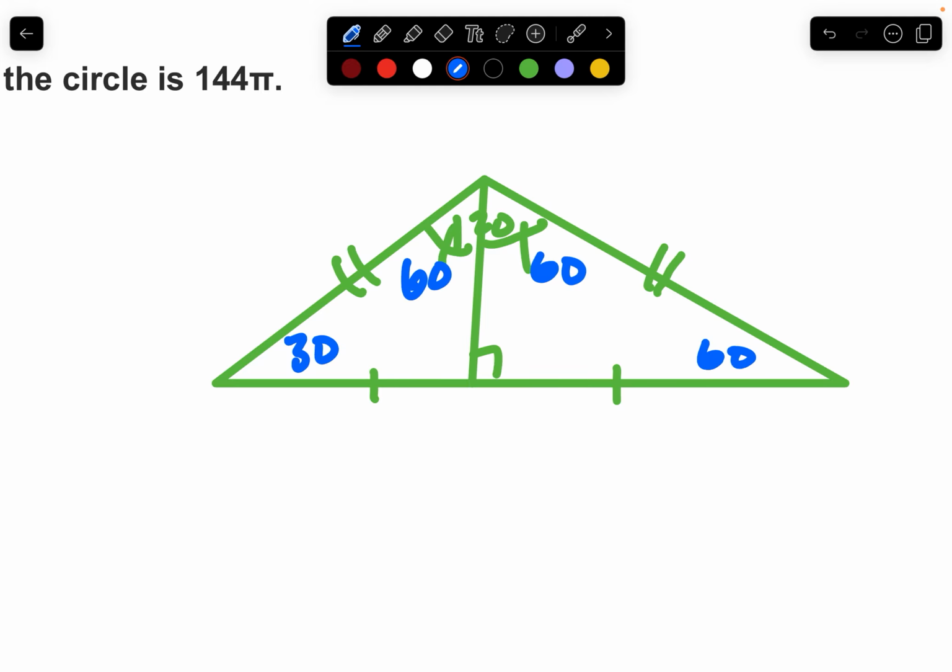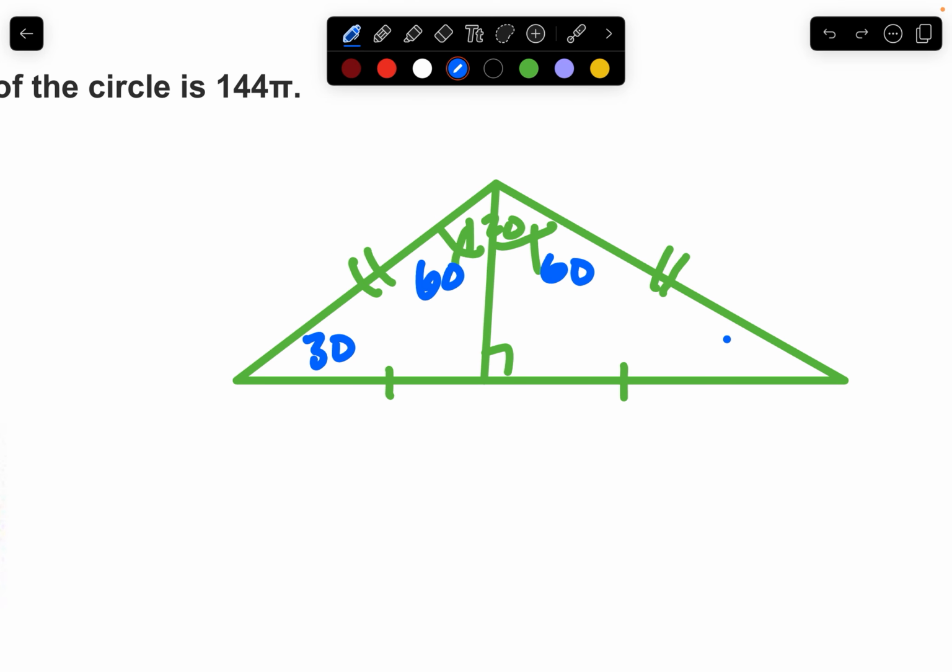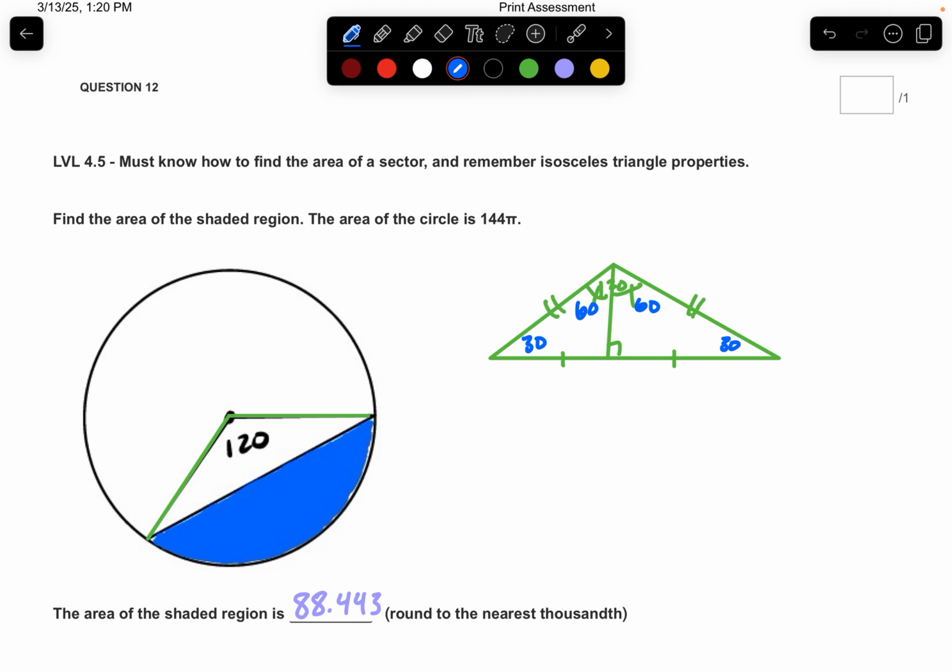Oh, man, I love this question a lot because now I have all these 30, 60, yes. But those are rules of isosceles triangles. Remember that a height on an isosceles triangle is also a median. It's also an angle bisector.